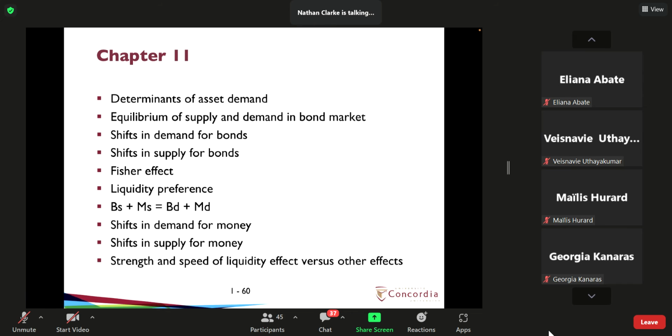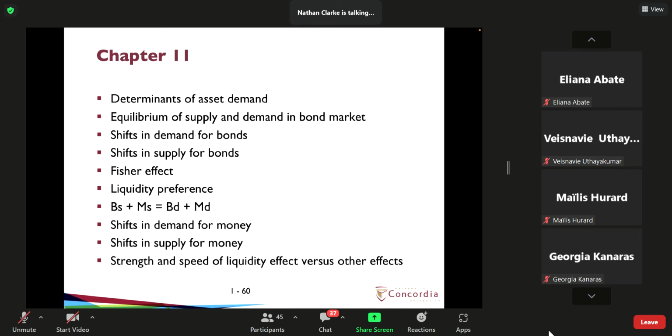So now we have chapter 11. Chapter 11 is really all about what determines asset demand, what determines bond demand, what determines bond supply. So it's understanding what is driving these demand and supply forces. Then you also have two other things that you need to remember. One is the equation of bond supply plus money supply equals bond demand plus money demand, because you can only hold the two. You need to hold either one of the two.